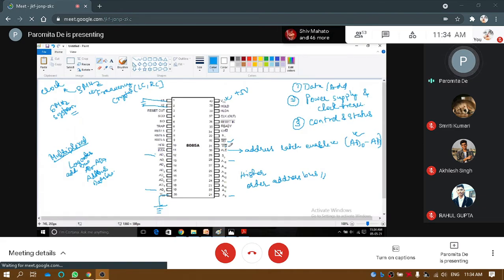Then there is a read and a write. Okay, we just discussed these two are the control signals. We will decide whether it is a read or a write. See, there is a bar. That means low. When it is low, then the read will be performed. Otherwise, the read action will not be performed. Write also has a bar. Okay. Then S0 and S1. These two are status signals.